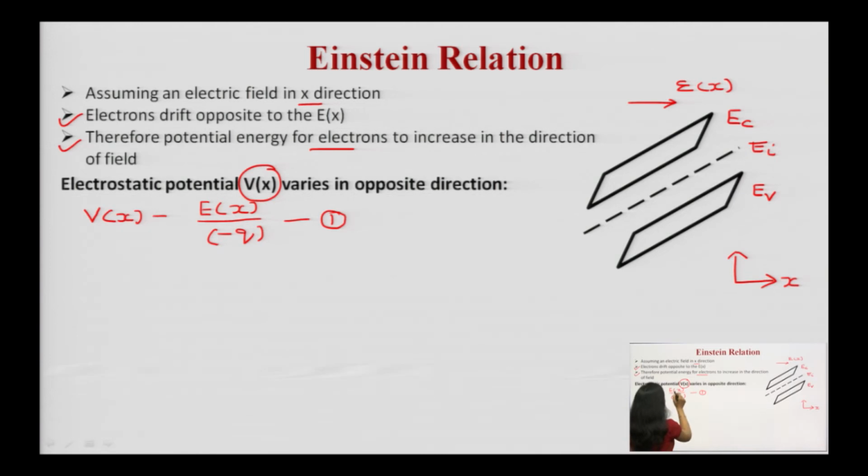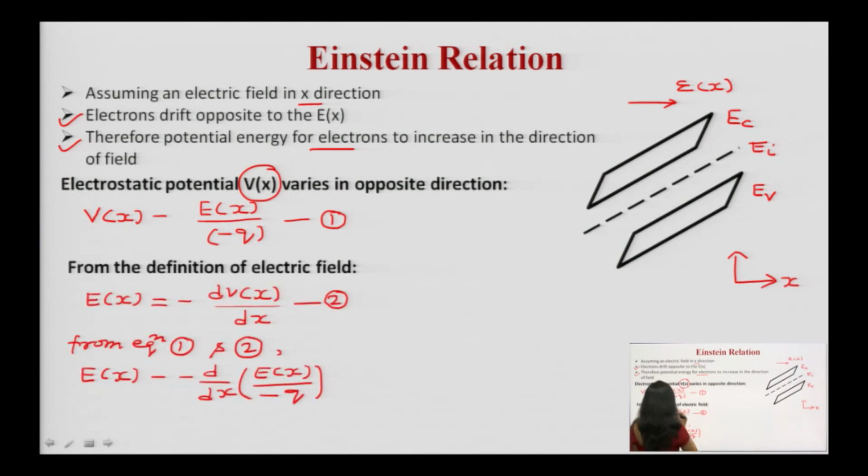Vx is what? E upon q. The charge on the electron is minus q, that is why we have taken minus q. So, Ex upon minus q, from this particular equation number 1, you can calculate the electrostatic potential which is because of this particular applied electric field, right. This electrostatic potential is being observed by the electrons.